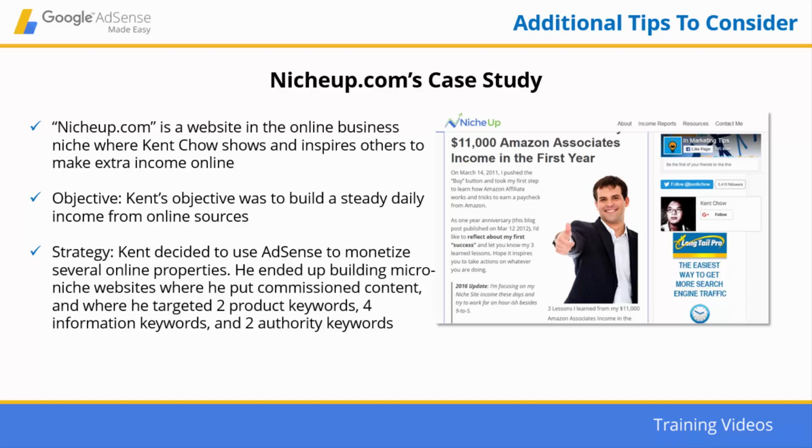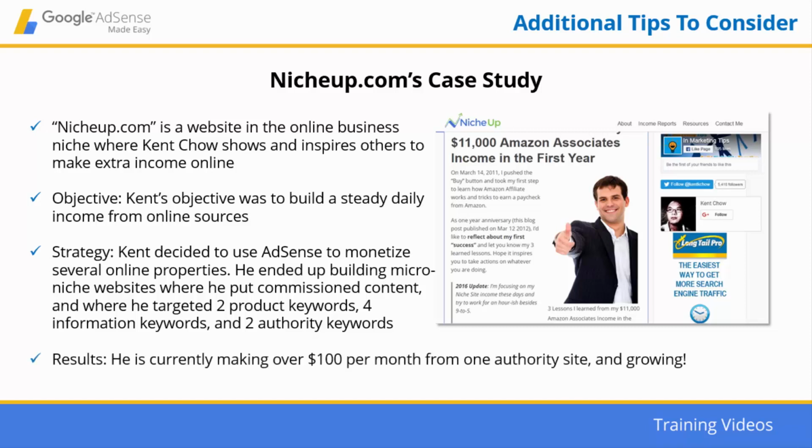He ended up building micro-niche websites where he put commissioned content and where he targeted 2 product keywords, 4 information keywords, and 2 authority keywords. Results: He is currently making over $100 per month from one authority site and growing.